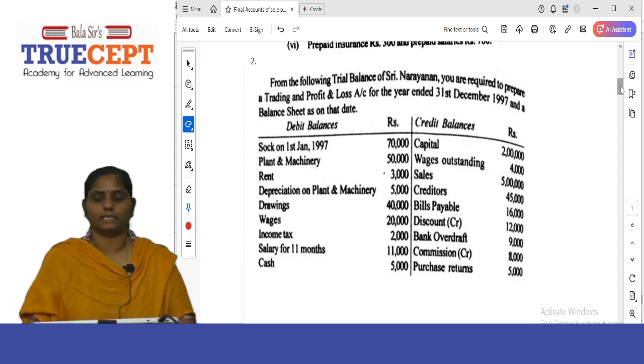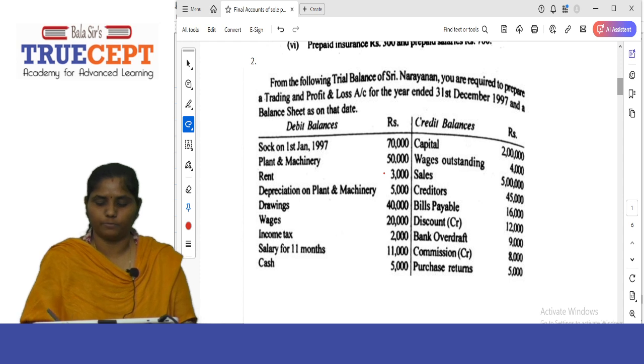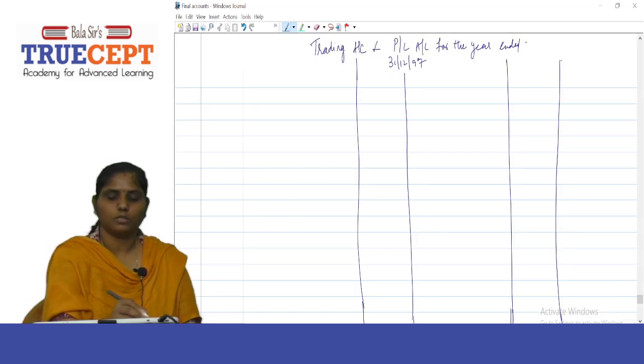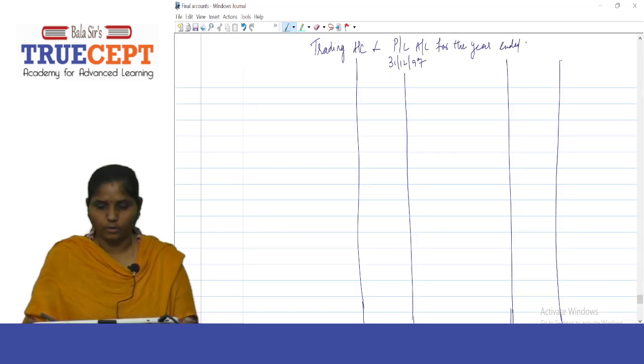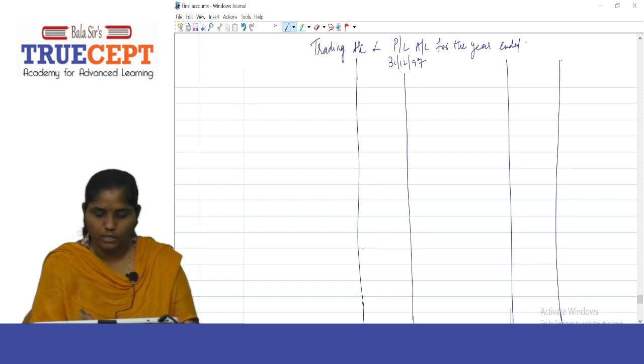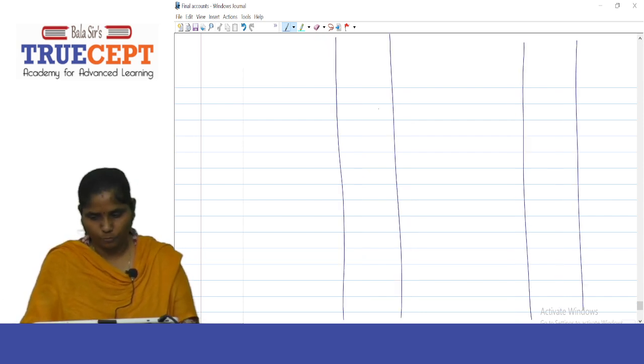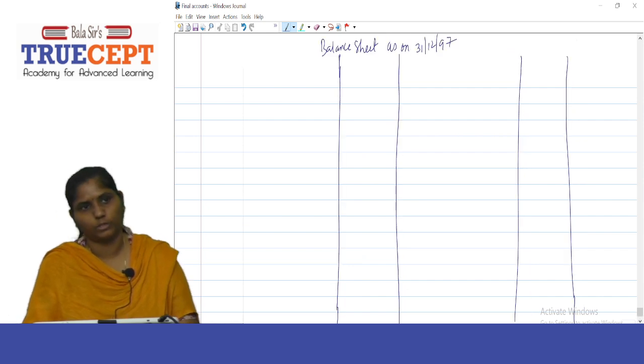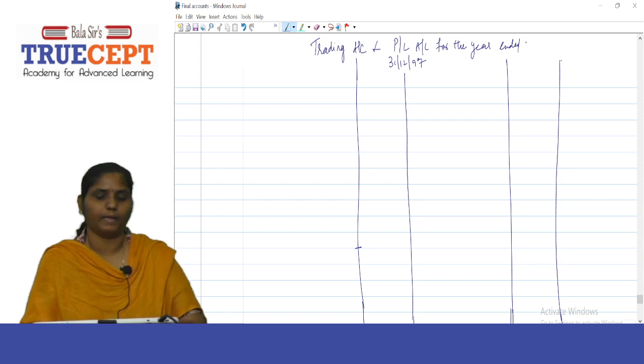Now let's discuss the debit side first. What is the first debit side item? Opening stock. So I opened trading and P&L together. I am going to use a trading account till here, then P&L items, if any, I will continue here. Then the next page also P&L I am going to continue, then I will do the balance sheet. Fine, that's the order I am preparing.